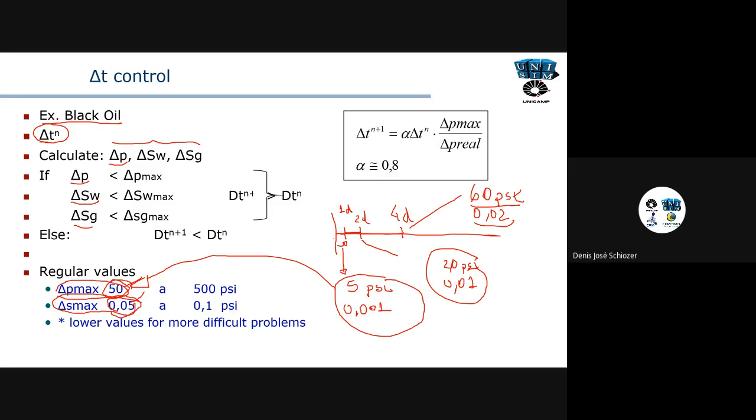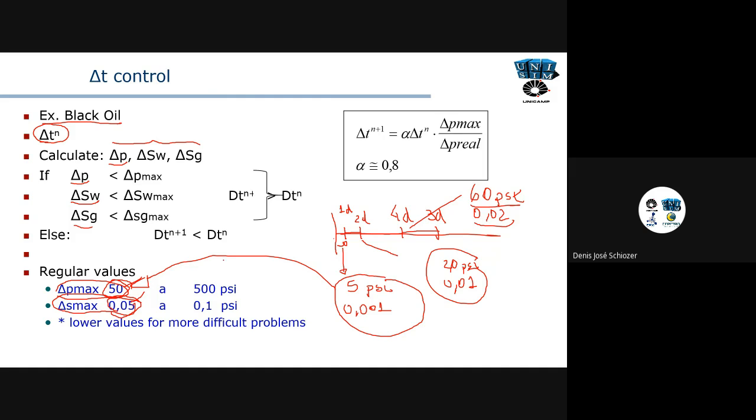So in the next time step, I will decrease this to 3 days, because the pressure is changing too much, so the simulation tries to decrease the pressure change. And then it does exactly like this. It increases the next time steps if the variation in pressure and saturation are below the maximum that we accept, and it decreases or increases the time step according to these changes. So the user doesn't have to bother anymore with these changes. The simulation does this automatically.